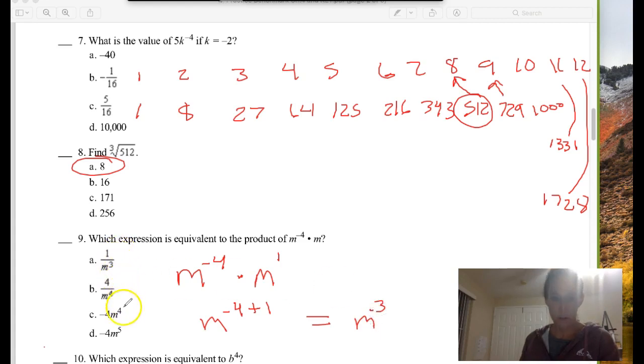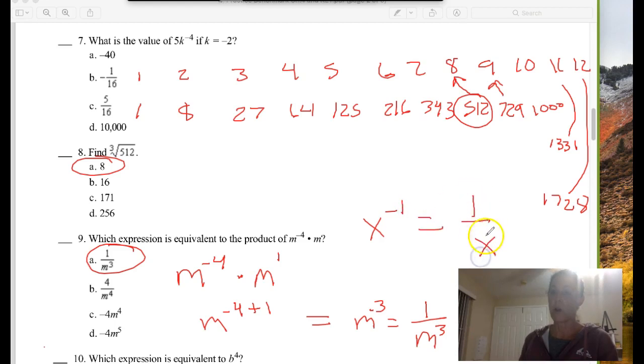Now that's not one of my choices, so I'm going to go ahead and get rid of the negative exponent and change it back into a fraction. So to bring this to the denominator, it becomes a positive exponent, 1 over m cubed, and it's a. Remember the rule, x to the negative 1 is equal to 1 over x. 1 over x is equal to x to the negative 1. So remember, I can change to a positive exponent or a negative exponent by using that rule every time.